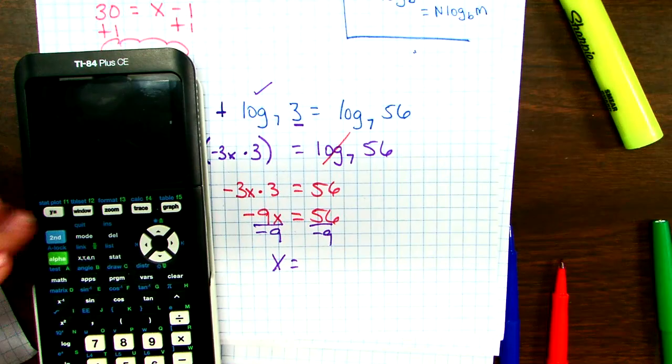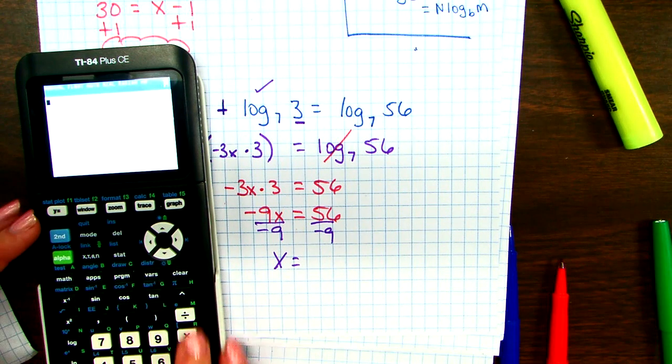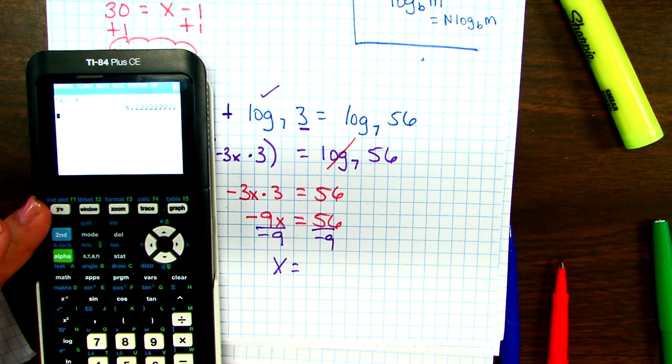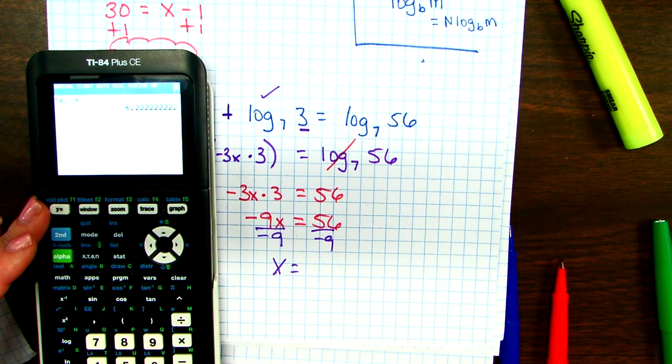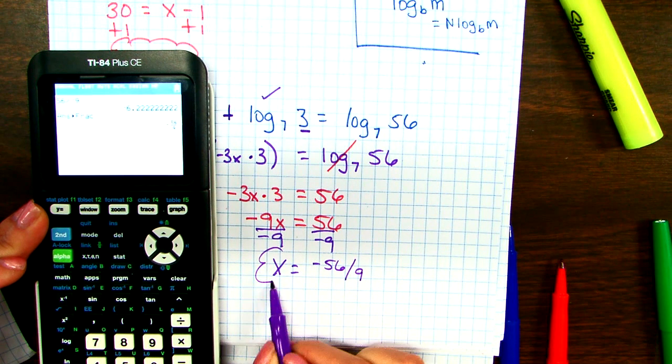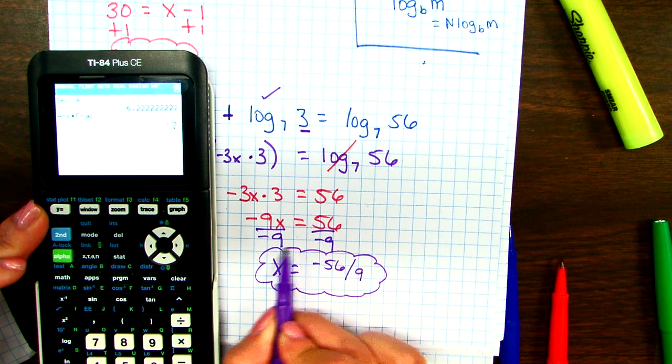So let's see what our calculator gives us. 56 divided by negative 9. Not going to write that as a decimal. Math, enter, enter. Negative 56 over 9. Okay?